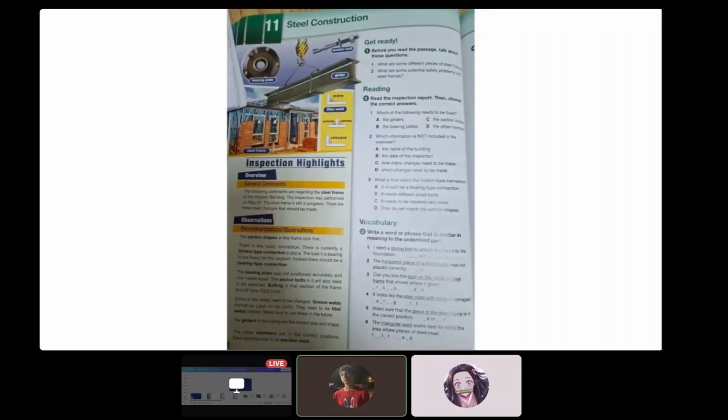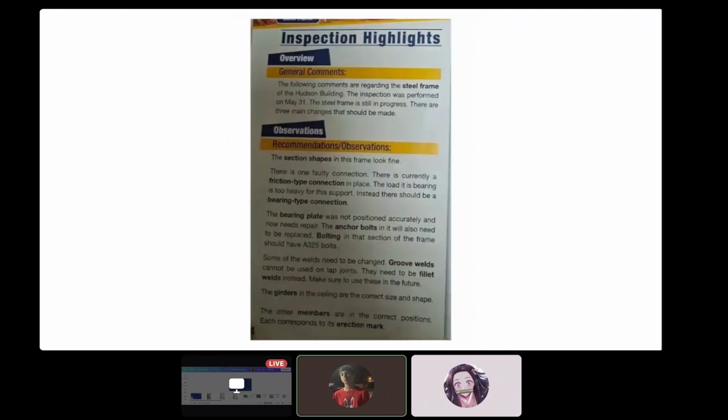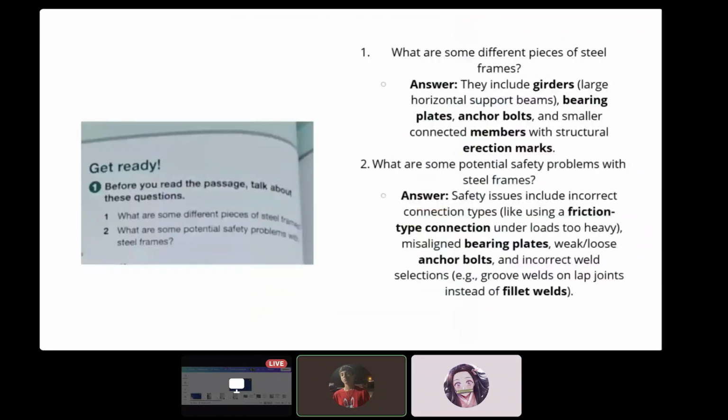Hello, teacher. Today I'm going to explain Unit 11, which covers the topic of steel construction. Okay, get ready. Number one, before you read the passage, talk about the question. Question number one asks, what are some different types of steel frames?